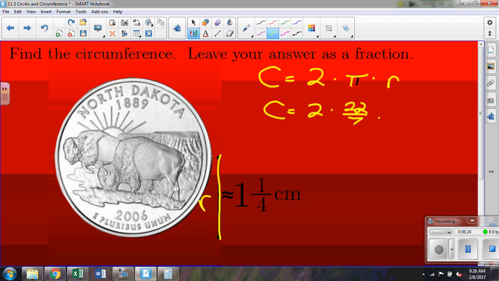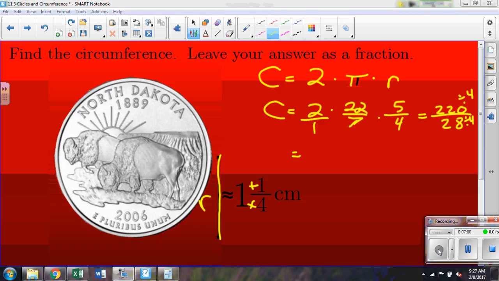And we also noted that when we multiply and add, we can convert that to an improper fraction, 5/4. So multiplying straight across the numerators, 2 times 22 times 5, that's 220. 1 times 7 times 4 gives you 28. And if we divide those out by 4, that would give us 55/7.